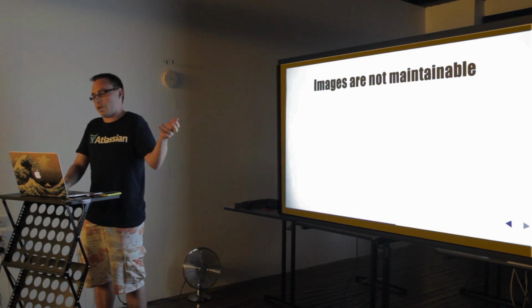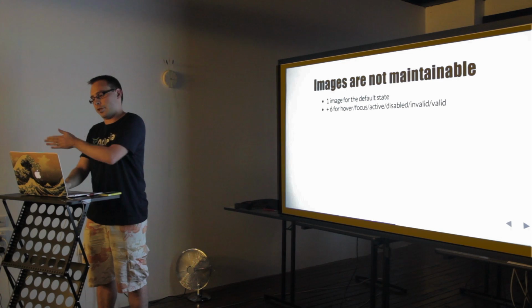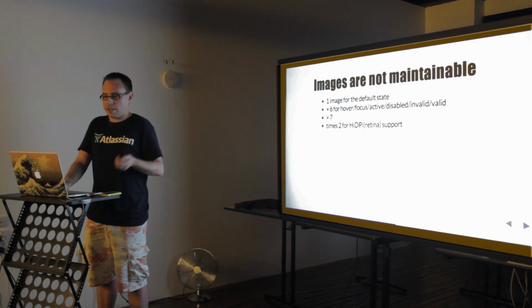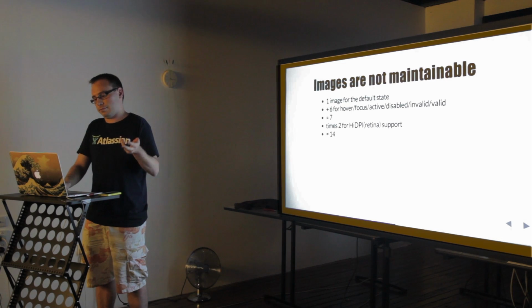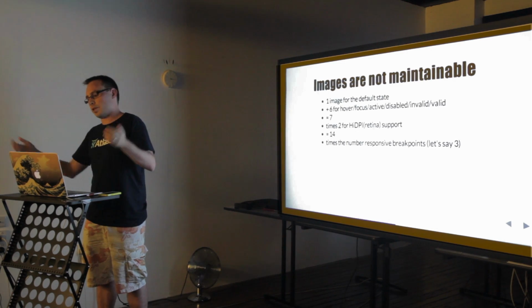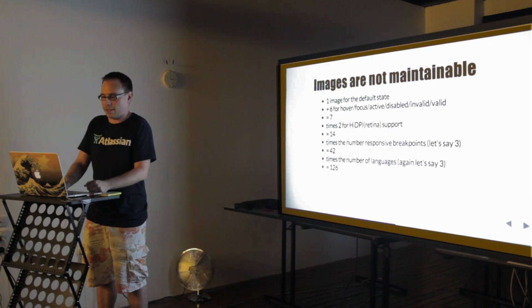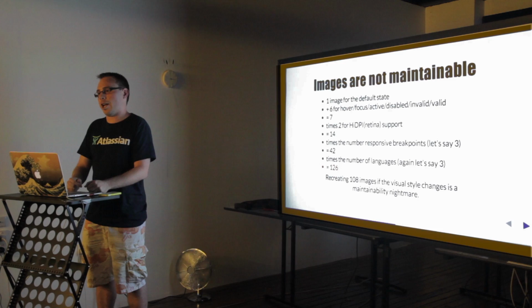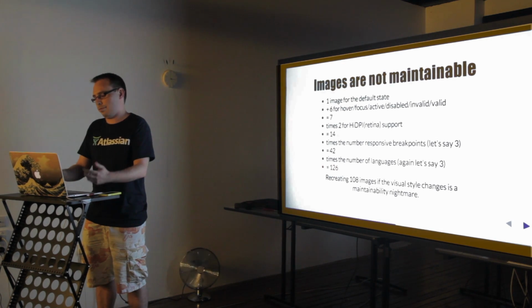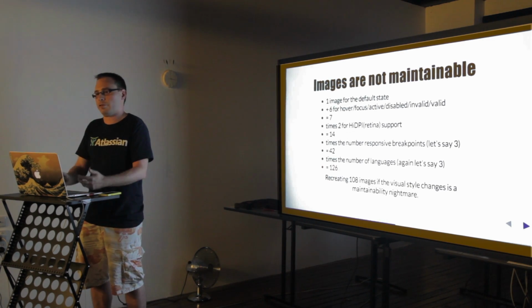The image ones, I'll explain those. So you have one image for the default state, you have another 6 for your various other states. 7, yeah. Okay, retina, 14. 3 breakpoints, maybe mobile, tablet, desktop. 3, 42. 3 languages, yeah. And you have to recreate them if your visual style changes. Not much fun, or someone wants to change the browse word to say, choose file in French, you have to go and change all the images.